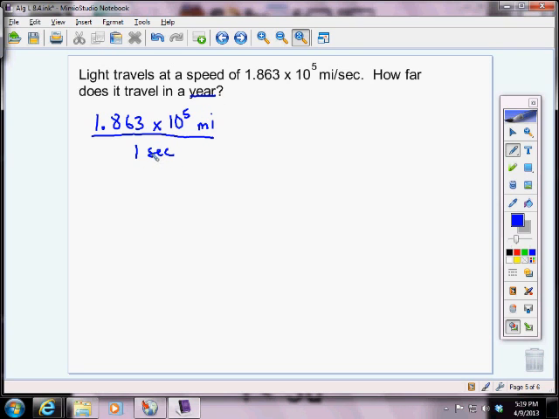So if you think way back to the beginning of the year where we did some unit analysis, we can figure out how many seconds are in a year. I know that there are 365 days in 1 year. And I know that in 1 day, there are 24 hours. So if I multiply these together, that'll tell me how many hours per year.